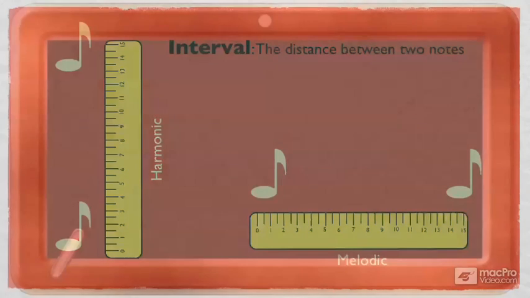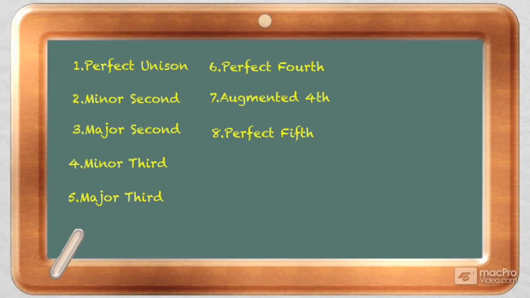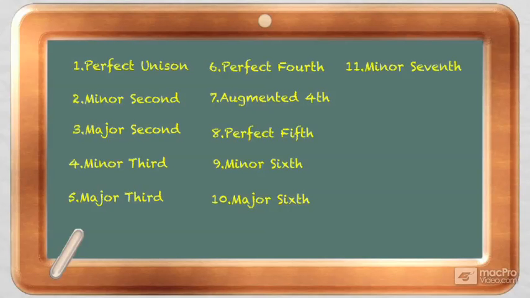Here's a list of the possible intervals: perfect unison, minor second, major second, minor third, major third, perfect fourth, augmented fourth or diminished fifth, perfect fifth, minor sixth, major sixth, minor seventh, major seventh, and the perfect octave.